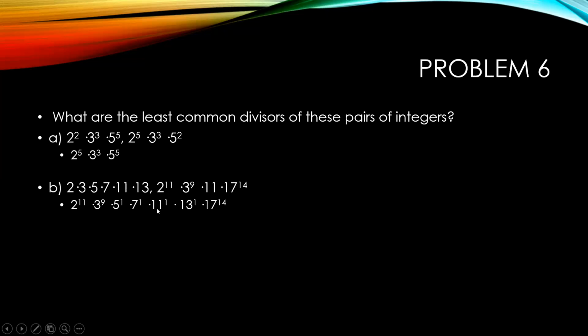Then for 13, it's not present here, so we're going to choose 13 raised to 1. And last, 17 raised to 14, which is not present here, so we're going to choose 17 raised to 14. So basically, this is the LCM of the given two numbers. If we multiply this out, that will be the exact LCM for these two given. Okay, so that's problem number 6. Again, LCM, get the highest exponent.